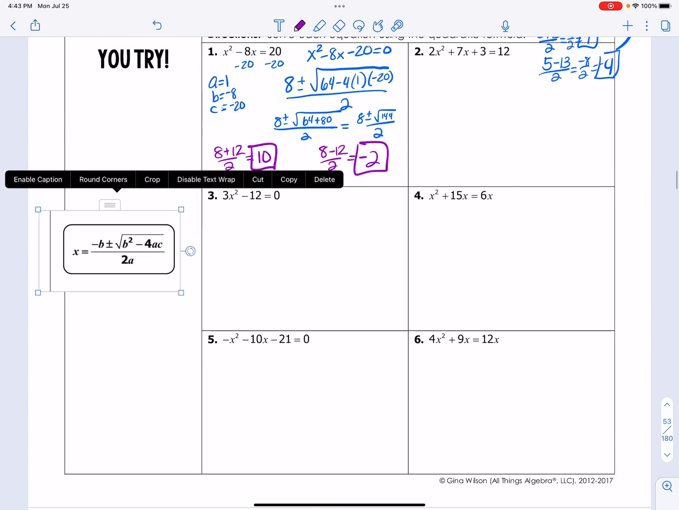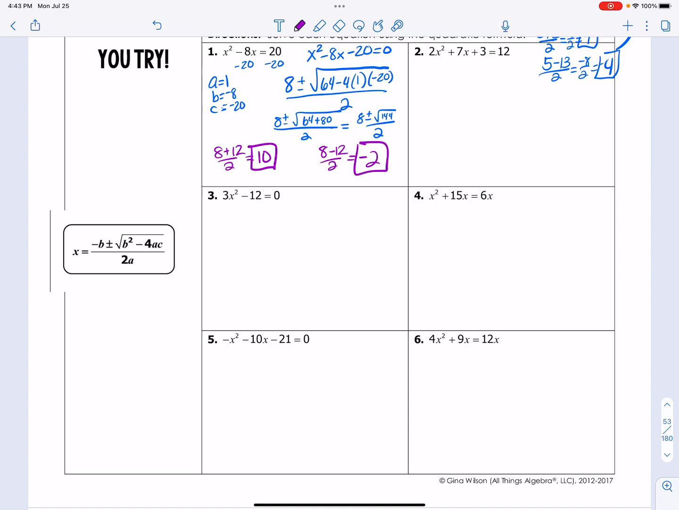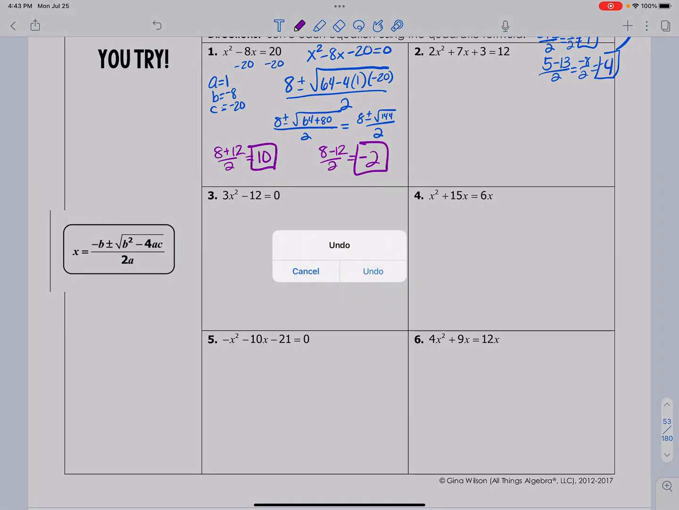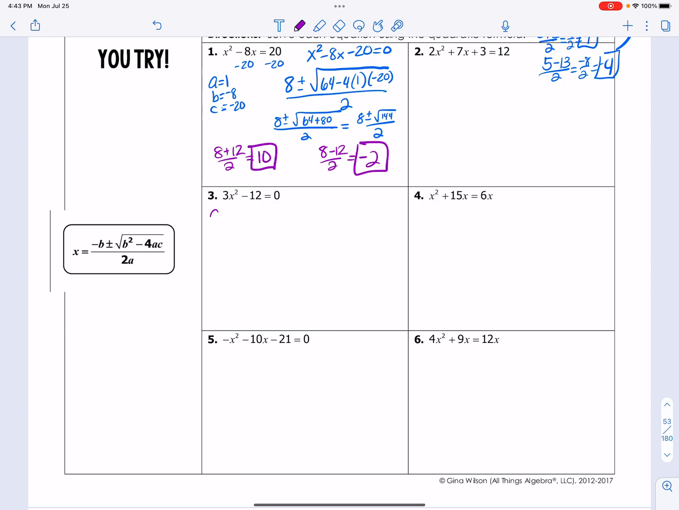So if I go to number 3, okay, so number 3 is solve for 0, so that's awesome. A is 3, B is a negative 12, and C is 0. There's not a constant, so you just put 0. Okay, so your B, oh wait, I got those backwards, didn't I? There's no B.